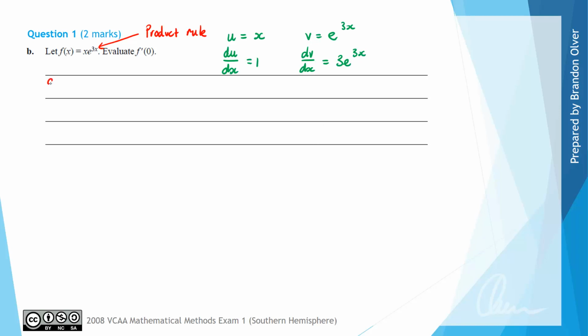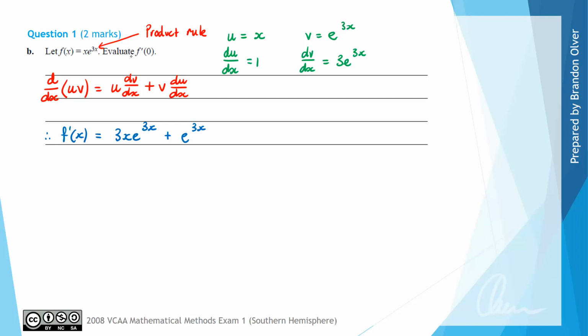From our formula sheet, we know that the derivative d/dx of a function u times v is equal to u times dv/dx plus v times du/dx. Therefore, the derivative we are after, f dashed of x, is going to equal u, which is x, times dv/dx, which is 3e to the power of 3x. So you can write that as 3x e to the power of 3x. And then we're going to add on v, which is e to the power of 3x, times du/dx, which is simply 1, giving e to the power of 3x.